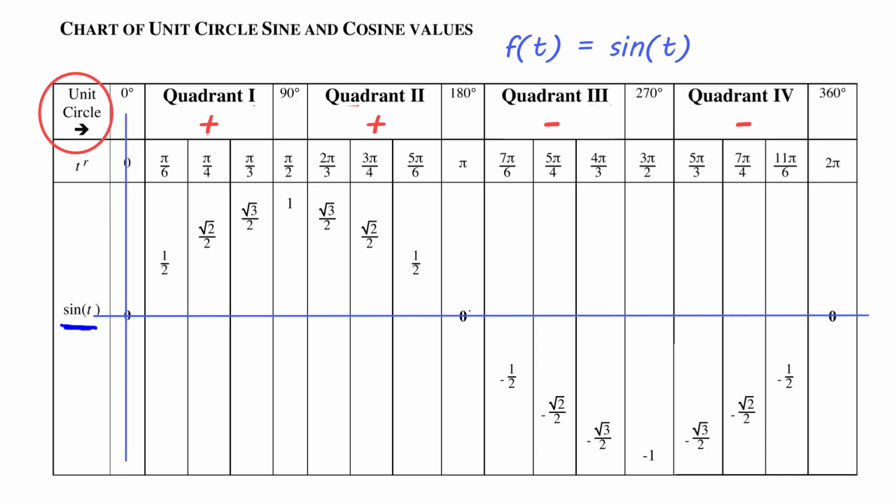Well, I'm going to put down a couple of axes, a horizontal and vertical axis, and we are going to connect those sine values. Very familiar to you, 1/2, square root of 2 over 2, square root of 3 over 2, 1 and 0. And I'm going to connect them all, and this is the form that we get for the sine function. We're going to be learning a lot more about that in this lesson.